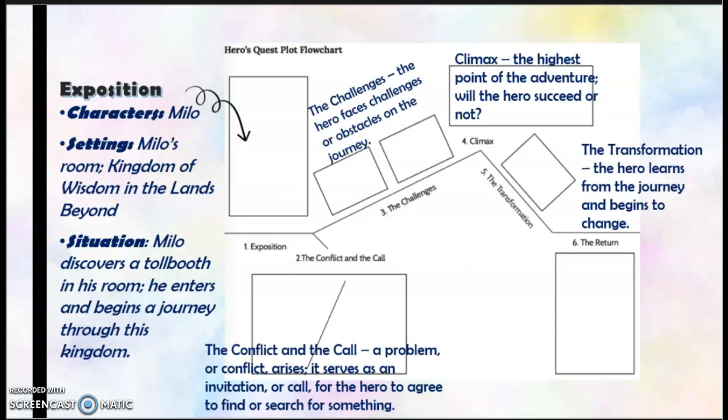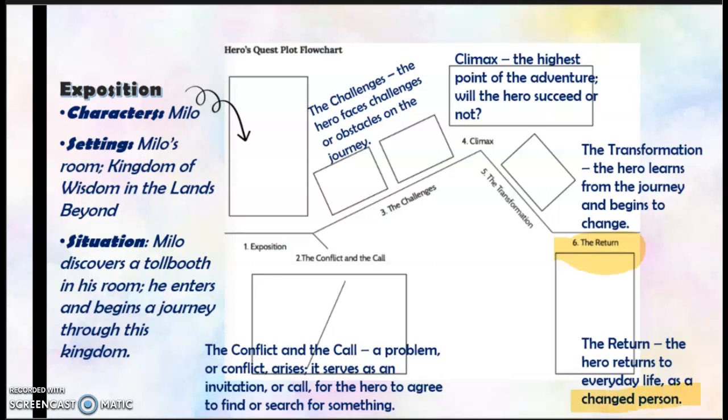And then where in a traditional plot story or a plot flowchart, we have the resolution, in the hero's quest, we have the return. This is where the character goes back to his everyday life and is a changed person. So how does Milo's life change as a result of this journey he went on?